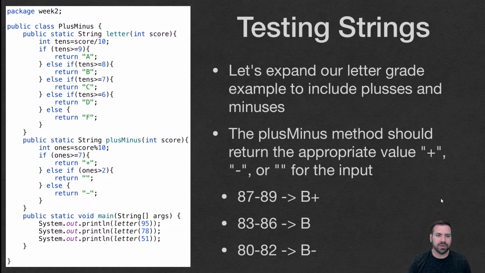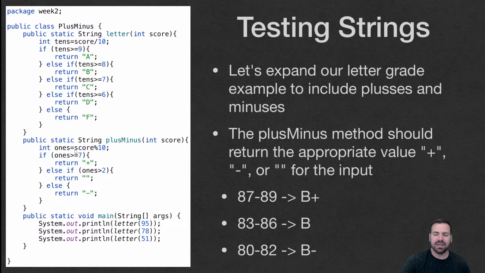All right, and let's jump into another example. So we saw this code last time that computes your letter grade. Let's expand this a little bit. We'll write another method that computes your plus or minus modifier. So we're going to do this similar to doing the tens by using integer division and getting the tens digit and checking the tens digit. But now we're going to get the ones digit. For that, we're going to use the modulo operator.